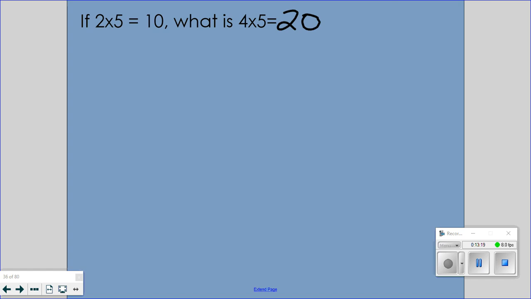You ready for another one? If 2 times 7 is 14, what's 4 times 7? Sit up. Zach? 28. Is that right? Yeah. How'd you do that so fast? You doubled it because you know 2 times 7 is 14 plus another 2 times 7 will get you 4 times 7, 28. You didn't even have to skip count by 7s or anything.